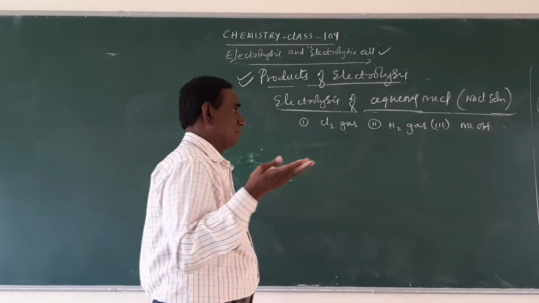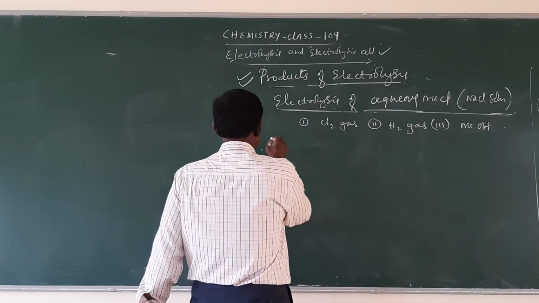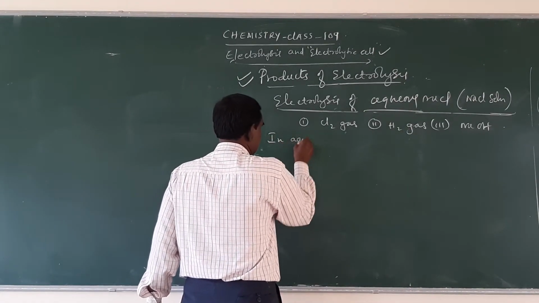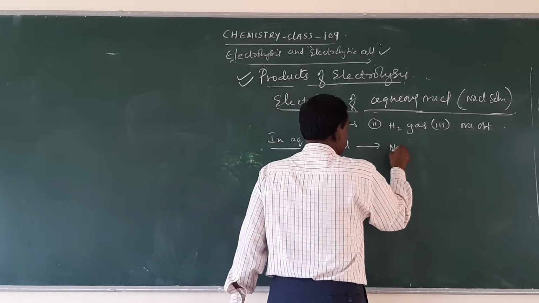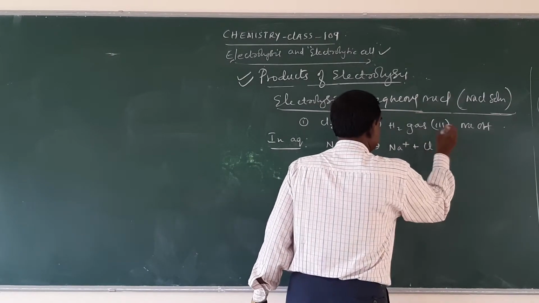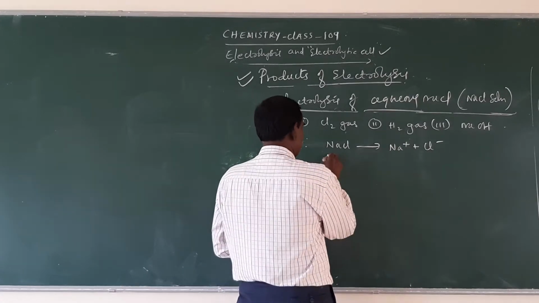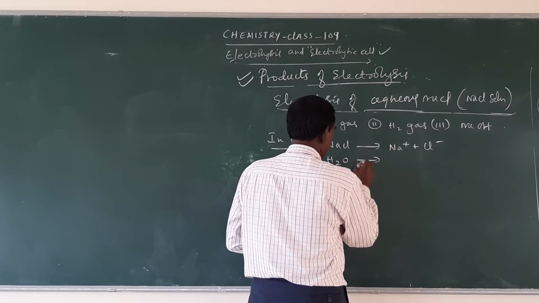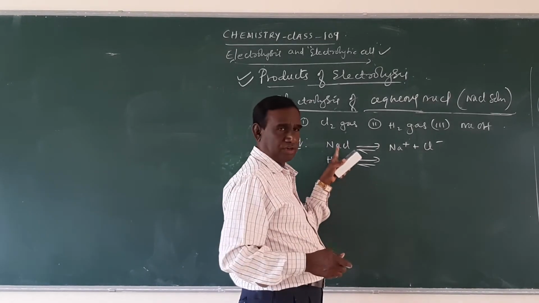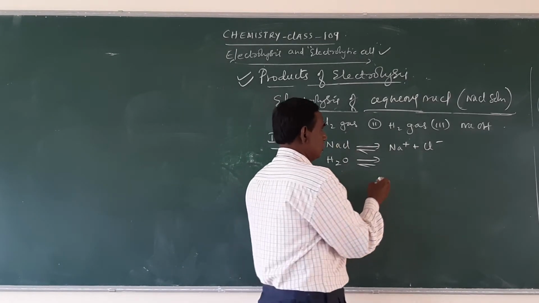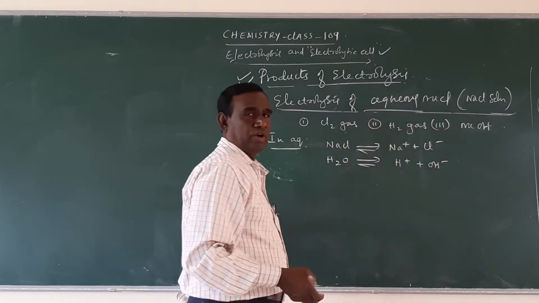So how does this actually happen? Let us take the reactions of these. We know that in aqueous medium, NaCl gives rise to Na+ and Cl-. This is the ionization in the solution. We also have H2O. We know that sodium chloride dissociates in water. So in aqueous medium, water also dissociates as H+ and OH-.